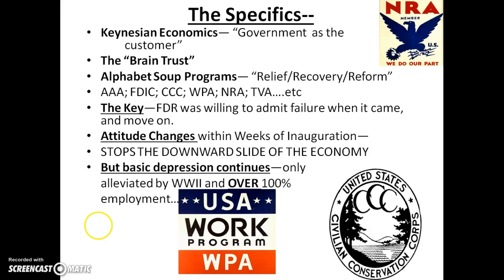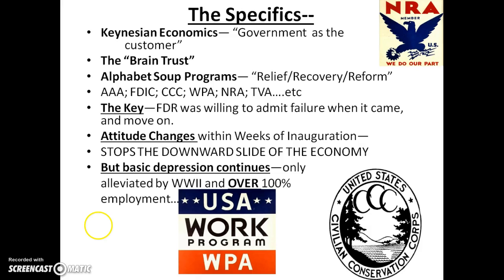Well, eventually they create what historians have called the alphabet soup programs, because of all the letters you see there, like the AAA, FDIC, CCC, WPA, and so forth. And the key to all these programs is they were really based on trying to do one of three things, the three R's: relief, recovery, and reform. We'll go into the details of those programs in class. But the key is that Roosevelt was willing to admit failure when it came and move on.